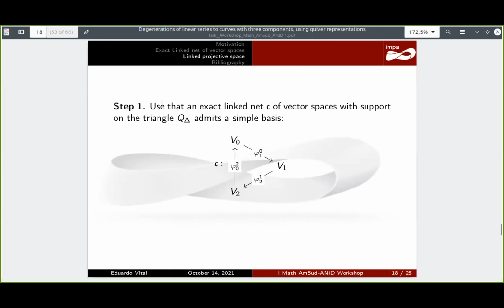So, assume that C is an exactly linked net with finite support on the triangular quiver. So we know by the example that this C admits a simple base, which allows us to write each vector space Vi as the sum Vi0 plus Vi1, where Vi0 is the subspace of Vi generated by the elements of the simple base of V0 and analogously for the other subspaces, right?